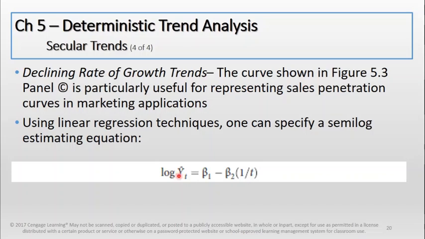So have your log y-hat t is equal to your beta 1 minus beta 2 multiplied by 1 over t, and recover the beta 1 and 2 parameters of this nonlinear diffusion process as a new product spreads across a target population. So your beta 1 and beta 2 measure how quickly a new product or new technology or brand extension penetrates and then slowly, or ever more slowly, saturates a market. So that is your secular trends.